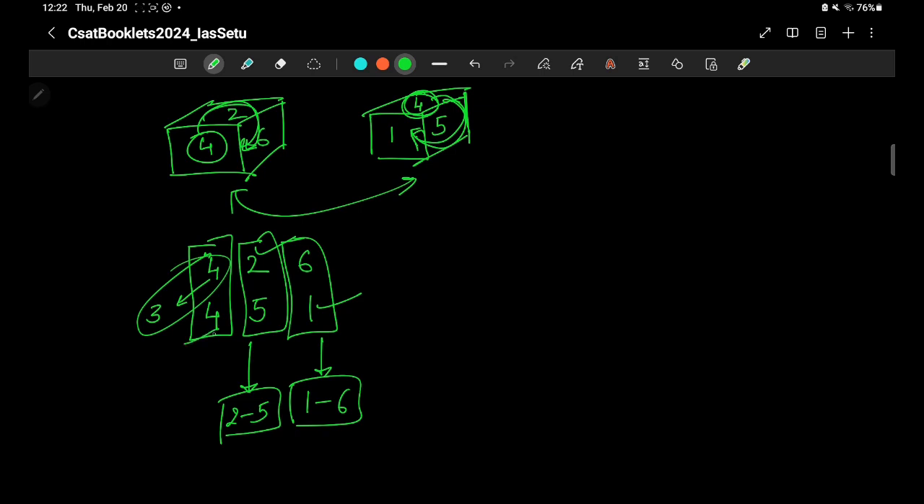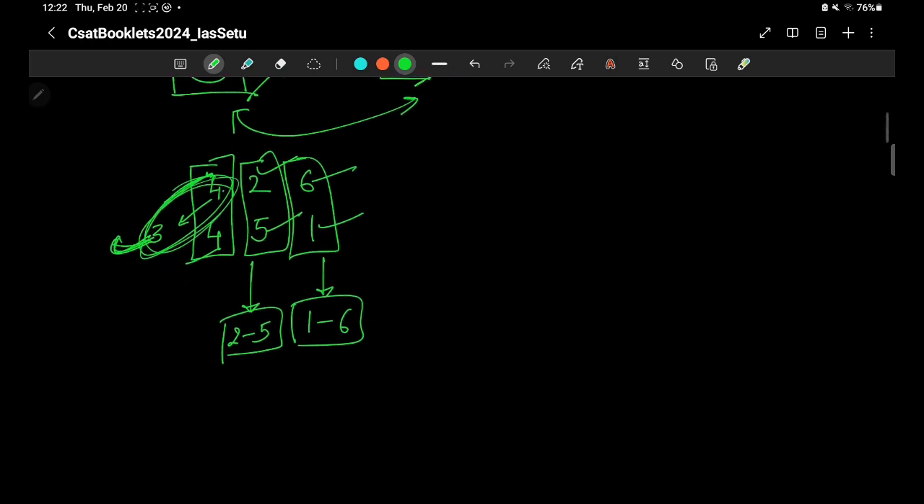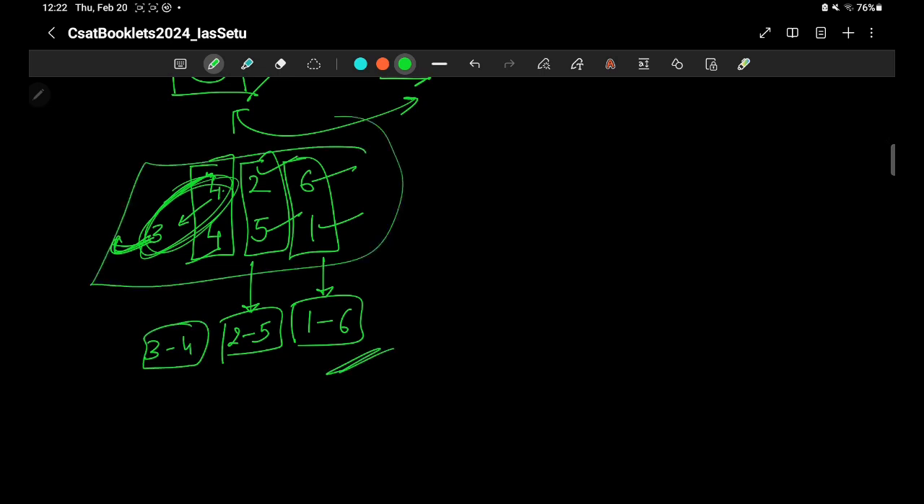Okay, 4 is there, 5 is there, 6 is there. So only 3 was missing. So you have to join 3 to 4. That's all. So 3 is opposite to 4. So these are the opposite sides. This is a trick which you can note down.